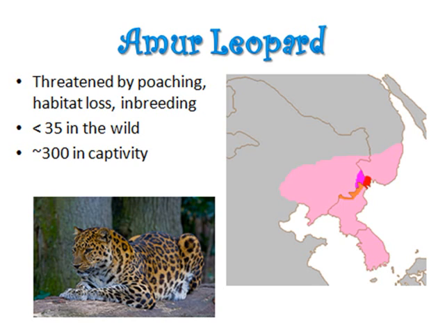Now, the inbreeding is a big problem because there are less than 35 organisms located in the wild, but there are about 300 Amur leopards in captivity. A major problem is that when you have animals in captivity, they don't always reproduce as well as they do in the wild. So there's no guarantee that just because you have a lot of animals in zoos that they'll be able to reproduce and you'll be able to create a viable population from them.